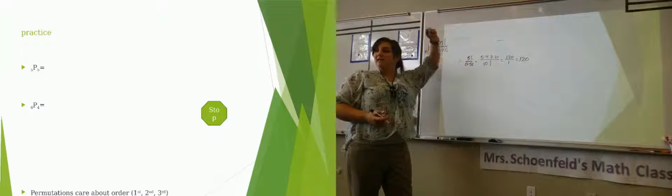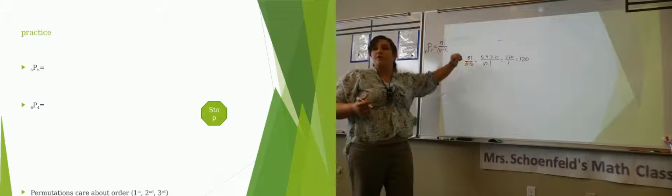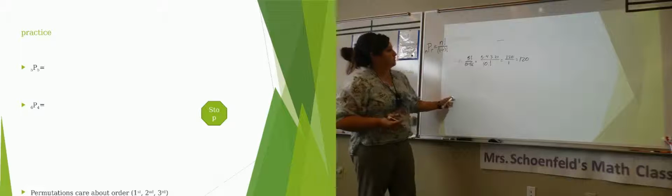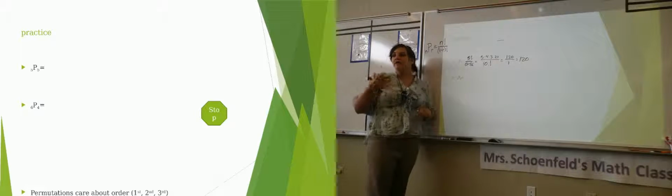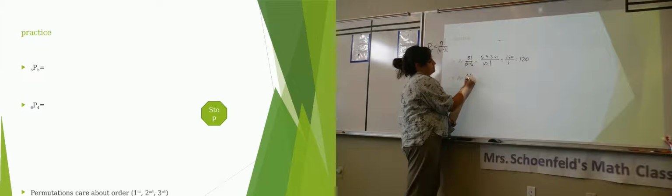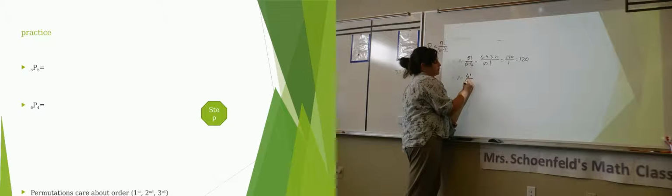So that is why they made the definition of 0 factorial equals 1. Okay. 6 permute 4, I just want some practice, so I have 6 factorial over 6 minus 4 factorial.